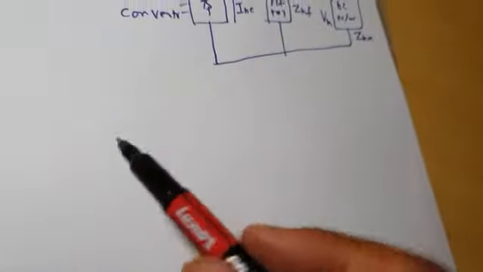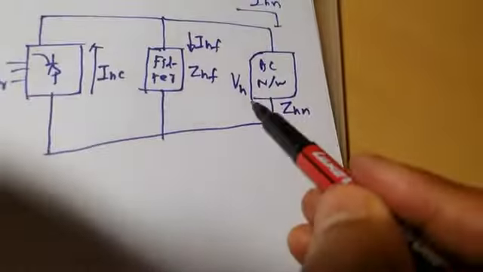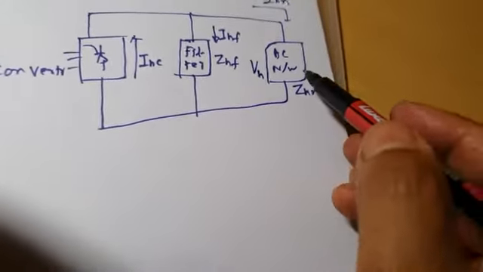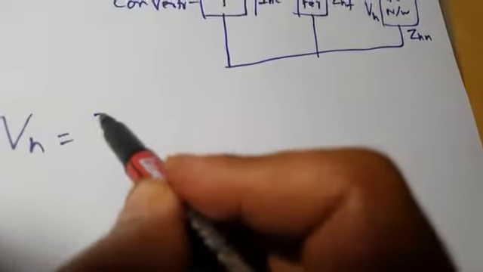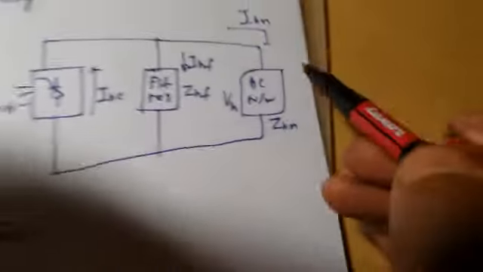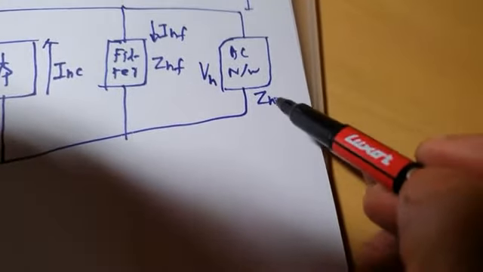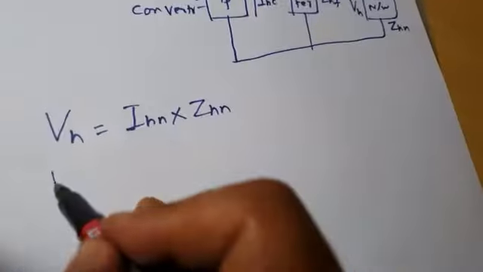Now I can write here VH, the voltage across the AC network corresponding to a particular harmonic frequency. It is given by the harmonic component of current times ZHN. What is the harmonic component of current flowing through this AC network? IHN. And what is the impedance of the AC network? ZHN. So I can write VH is equal to, now what is this IHN?